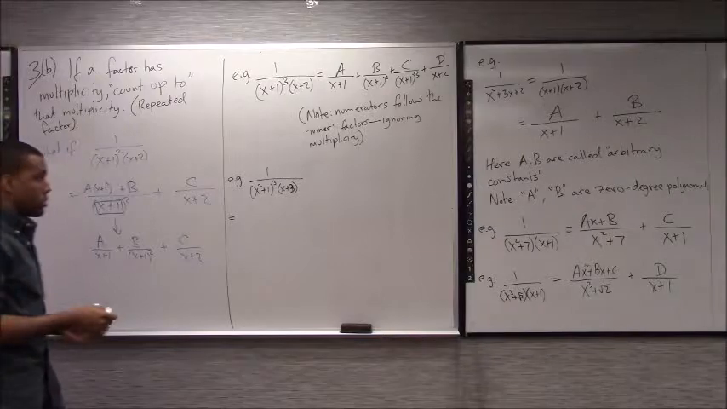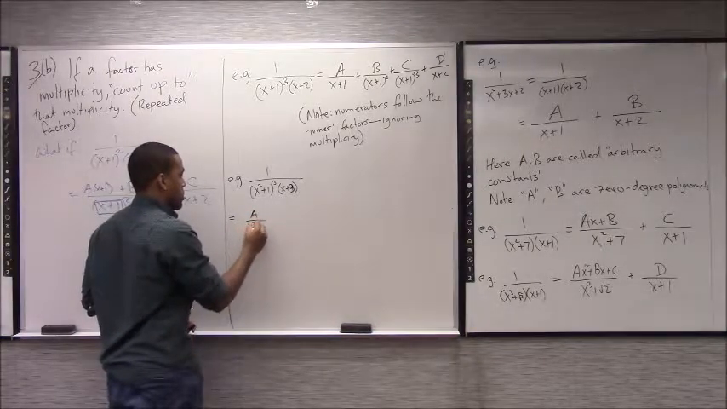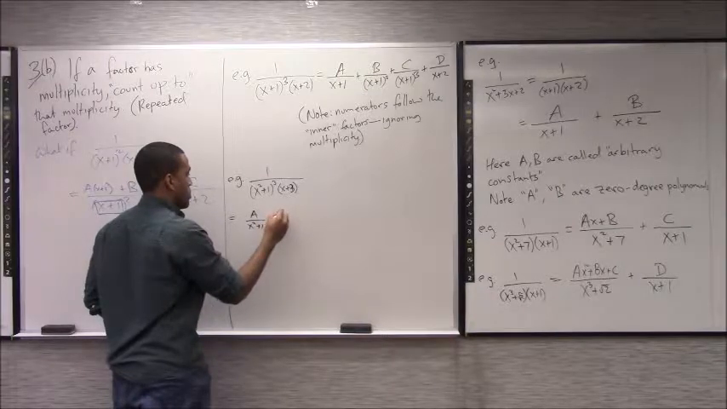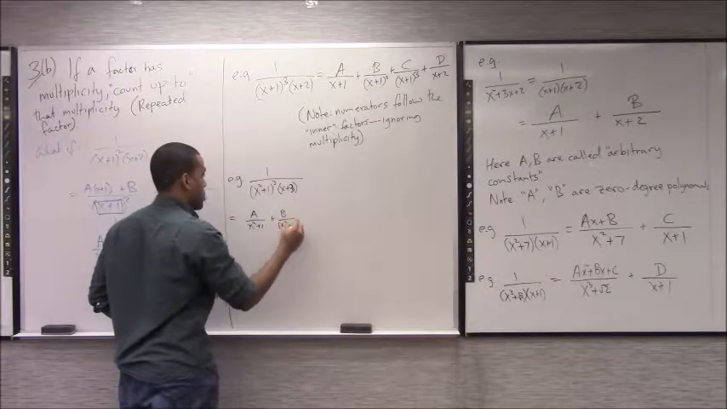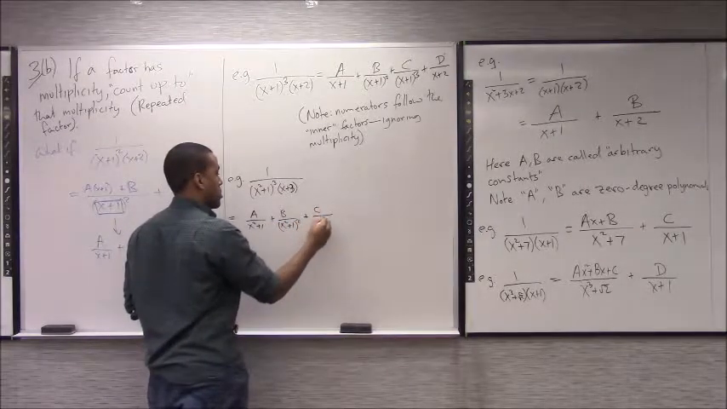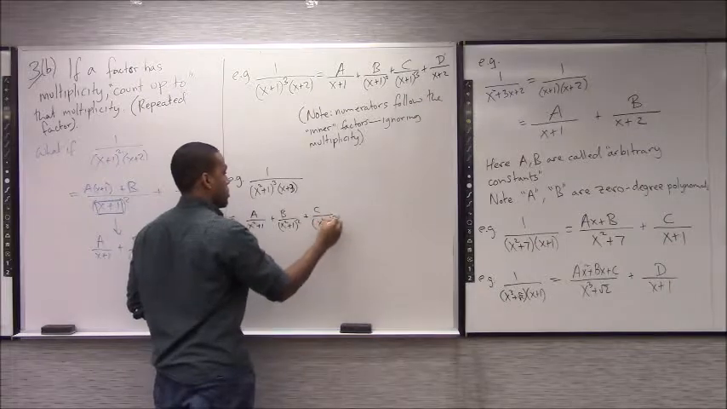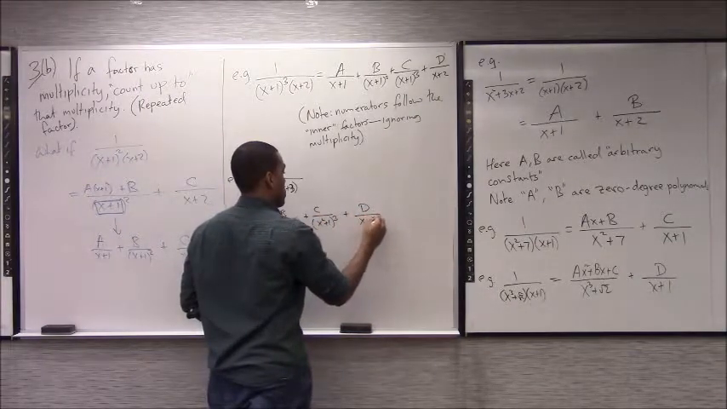A over x squared plus 1 plus b over x squared plus 2, I mean times to the 2. That thing squared, and then plus c x squared plus 1 cubed, and then d c over x plus 3.